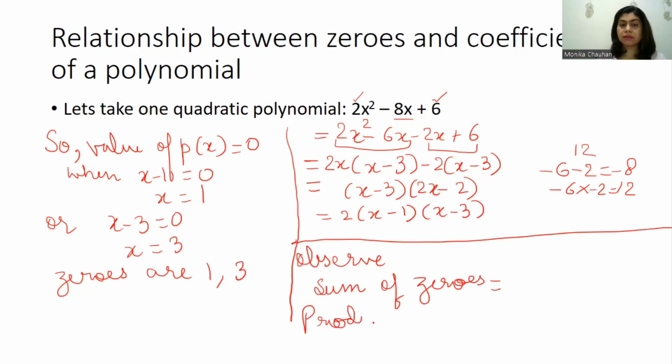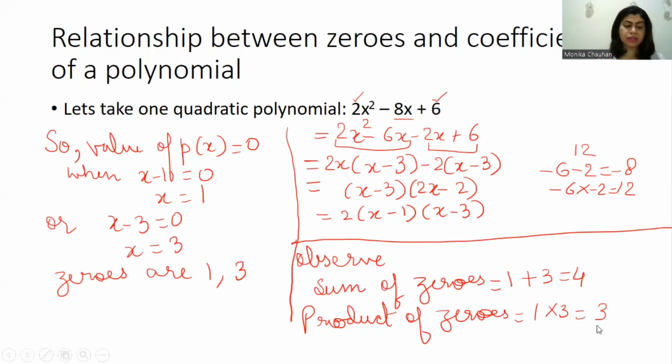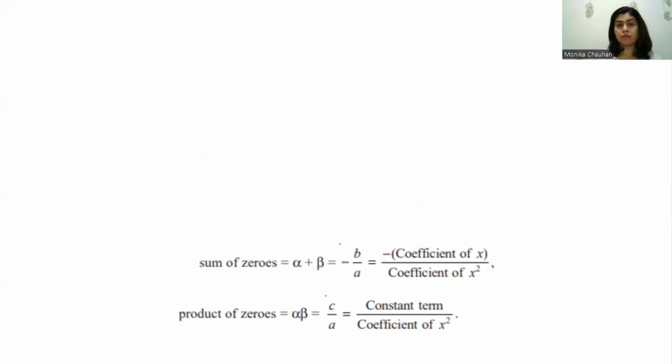Now, what do I mean by that? Sum of zeros: what are your zeros? 1 and 3. So 1 plus 3 is equal to 4. And product of zeros, 1 into 3 is equal to 3. I have written this. Now, I am going to prove what they have given us as the sum of zeros. There is a formula which I'm going to show you here. The sum of the zeros, they say, is minus coefficient of x upon coefficient of x square, when you take a general polynomial.